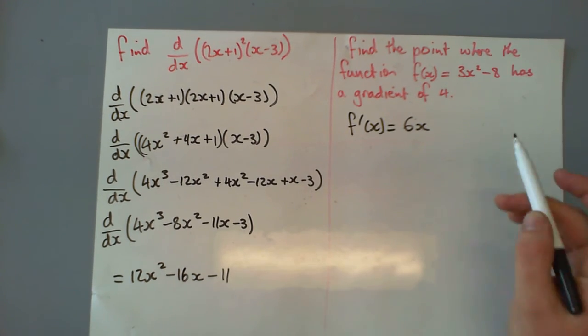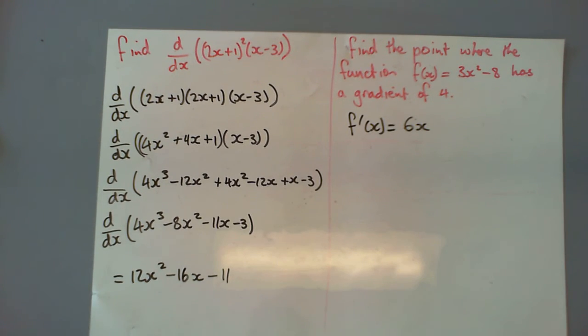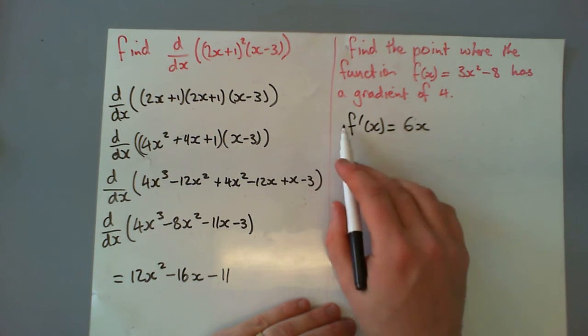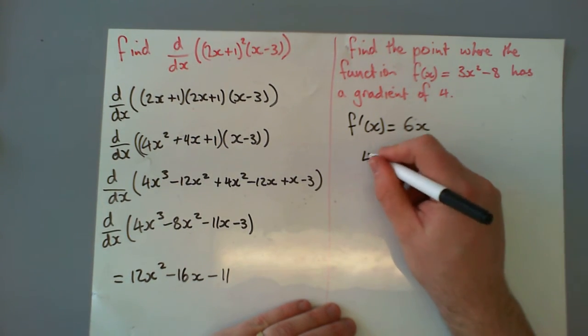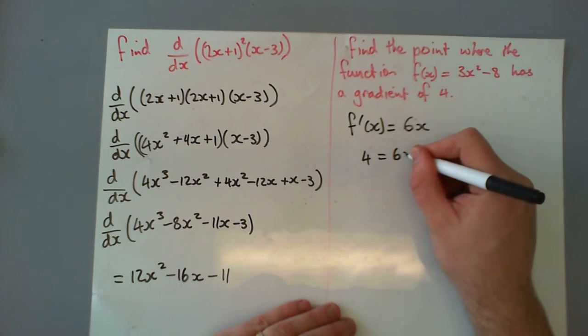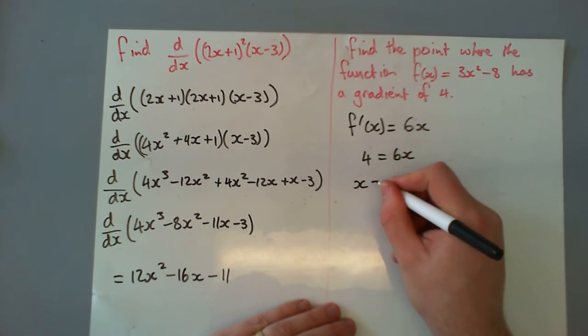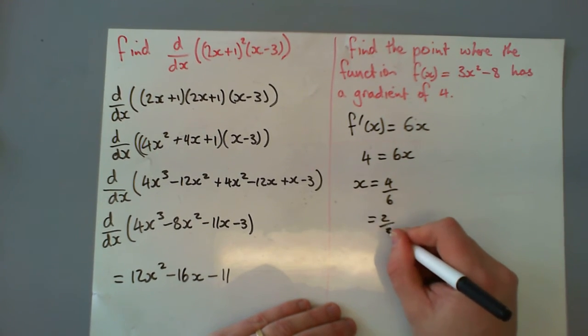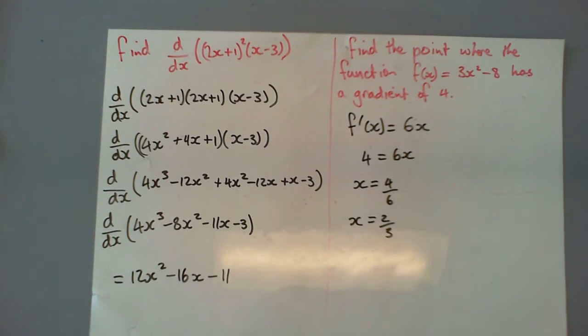Okay, and we want to know when, so this is our derivative function, or if you like, our gradient function. So it's asking us to find the point where the gradient is 4, where we let f dash of x equal 4. So 4 equals 6x, so x equals 4 on 6, which is 2/3. Okay, but what we need to do is we actually need to find the y value as well, because we've only got the x value. We need the point, so we need the y value as well.